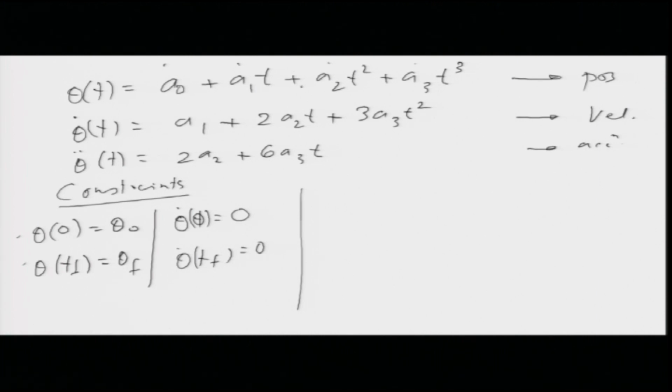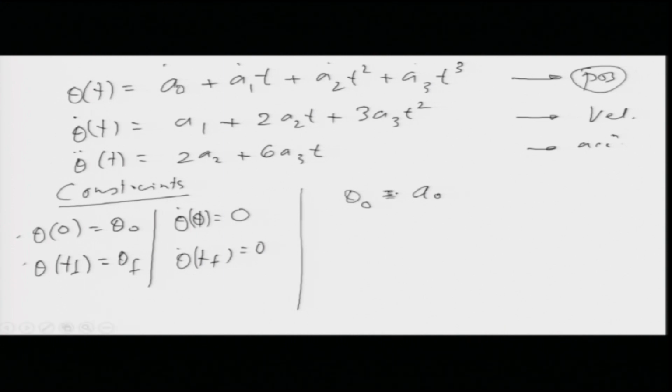So, t is equal to 0, theta is equal to theta naught. So, theta naught is equal to a naught. Okay. So, from equation number 1 in terms of position, I am getting this equation. From this equation of position, I am getting the first equation.